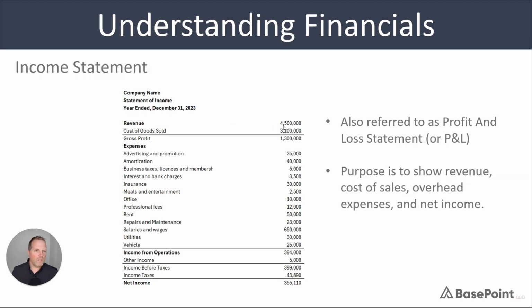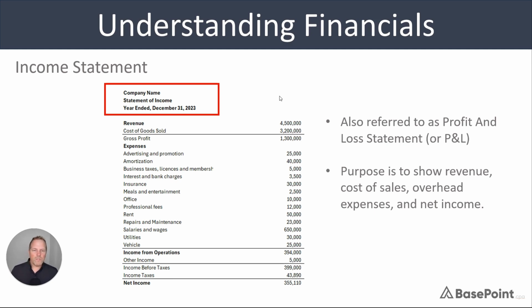All right, so the income statement is typically referred to as the profit and loss statement. You've probably heard that, or the P&L. The purpose of the income statement is to show your revenue, your cost of sales, and your overhead expenses, and essentially your net income. Okay, so we'll just kind of go through the anatomy of the income statement here so you can get a sense of how it's laid out.